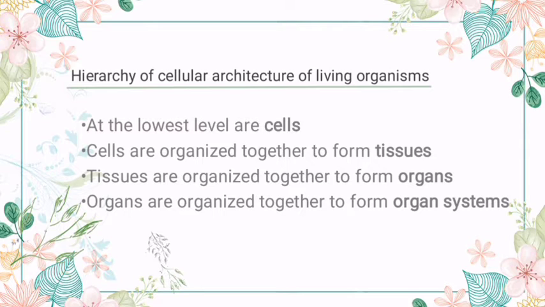Third, tissues are organized together to form organs, two or more tissues performing specific functions. Examples are the leaves and the stamens. And the last one, organs are organized together to form organ systems. Examples are the flowers and the shoots.